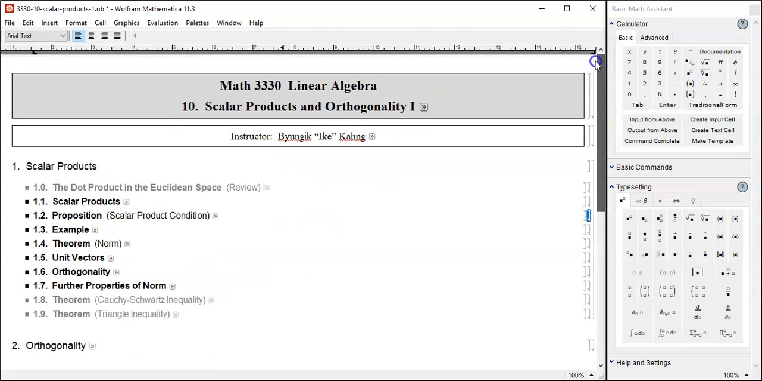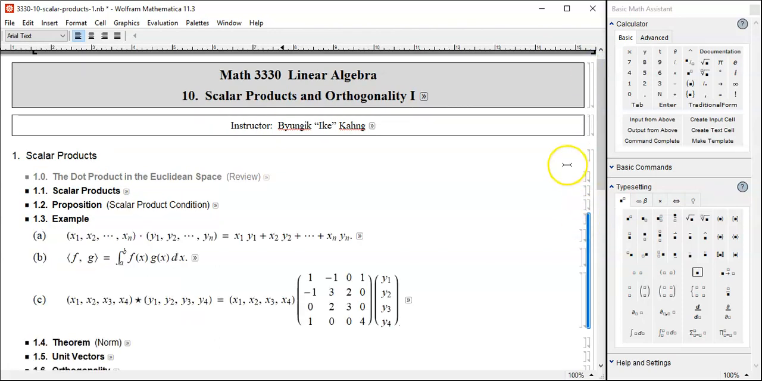Now, before going over to examples, let us go over an example of a scalar product. The most typical example is the traditional dot product. Vector x1 through xn, dot product y1 through yn, is x1 y1 plus x2 y2 plus all the way up to xn yn. Just multiply each component together and then add them all up.